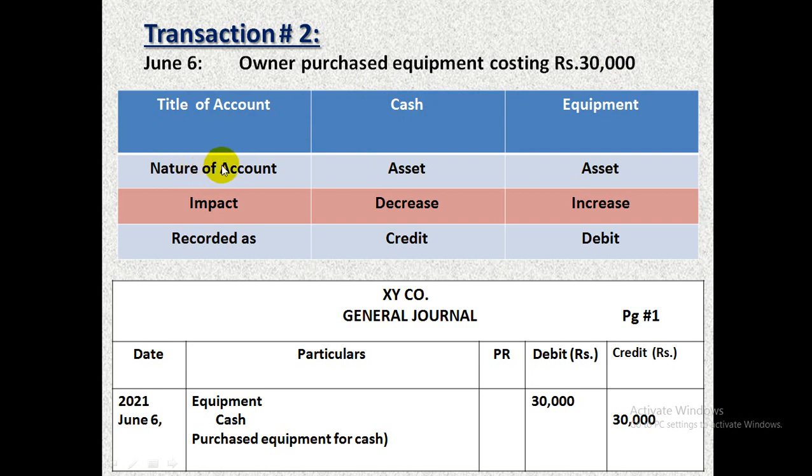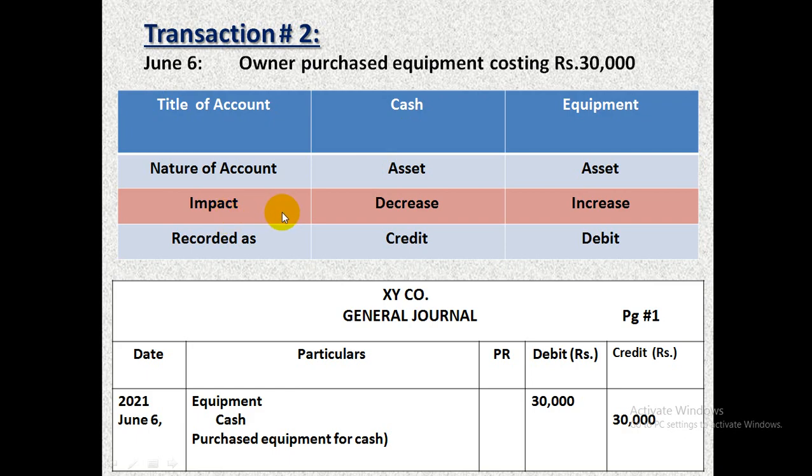Let's see the nature of account. Cash by nature is asset. Equipment by nature is asset. Let's see its impact. Cash is paid from the business, therefore cash is decreasing. Equipment is an asset and due to purchase, the asset is increasing.